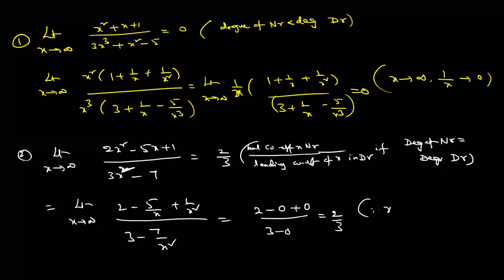What is the logic? X tending to infinity, 1 by x tends to 0, 1 by x square tends to 0. That is the meaning.